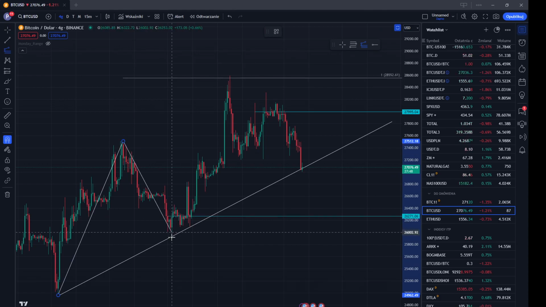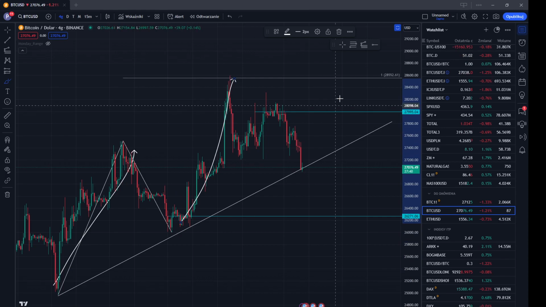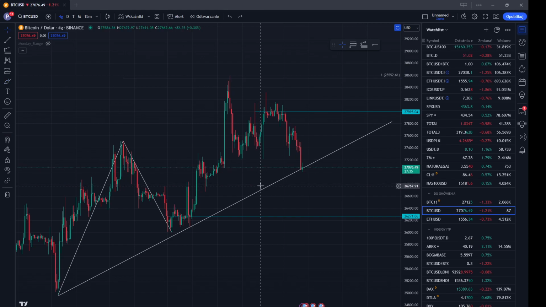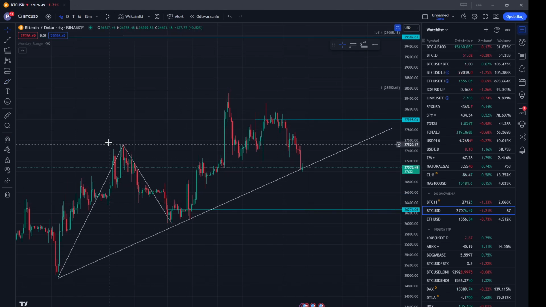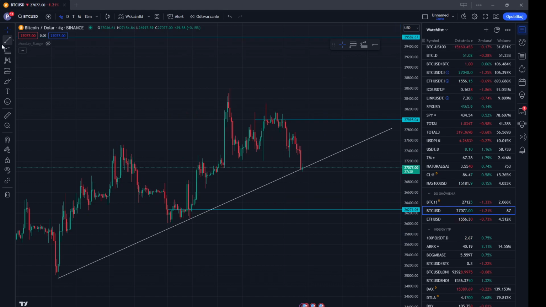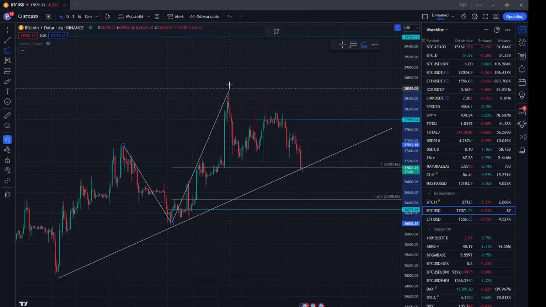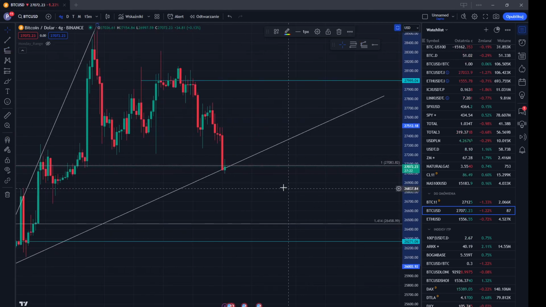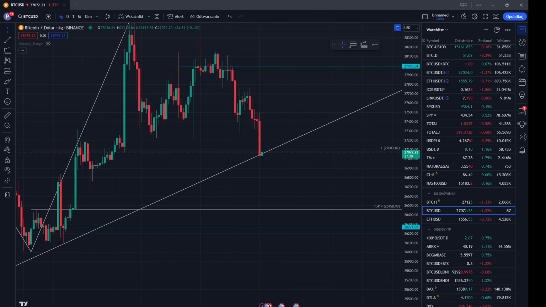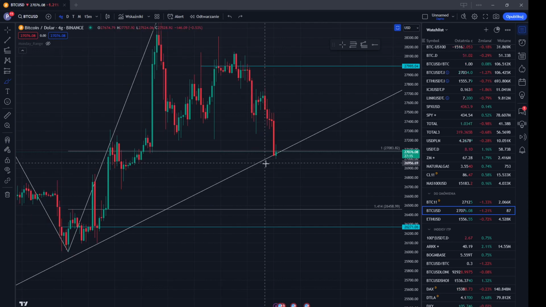So if we extend the length of this wave to here, then we touched it, and then we got a rejection, which means this is possibly the beginning of a bigger move down. But on the other hand, if we measure this wave from pivot high, pivot low to the pivot high, we are actually at support at the moment. So we are just a tiny bit below this support. We are above the trend line at the moment, which is pretty good.